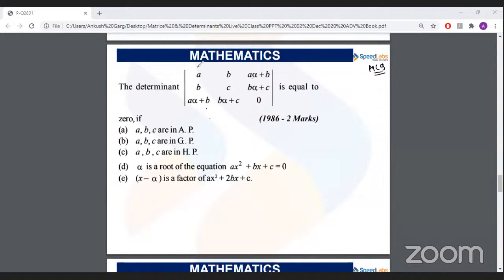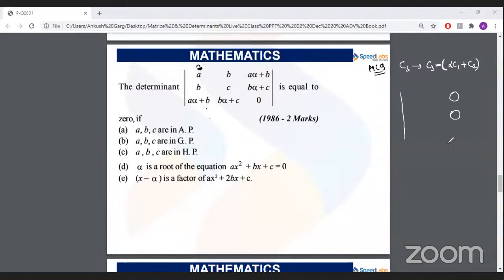So what we can do, we can multiply the first column with alpha, add it with C2, and then subtract from C3. Right. So basically this particular operation, let me write here. C3 equals C3 minus (alpha C1 plus C2). Okay. So you can clearly see A alpha plus B, A alpha plus B, that will be 0, 0.